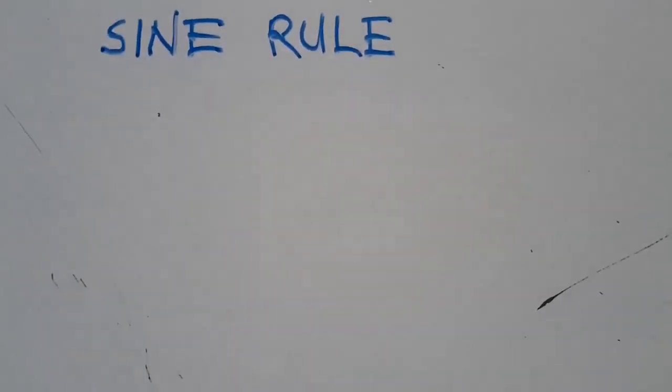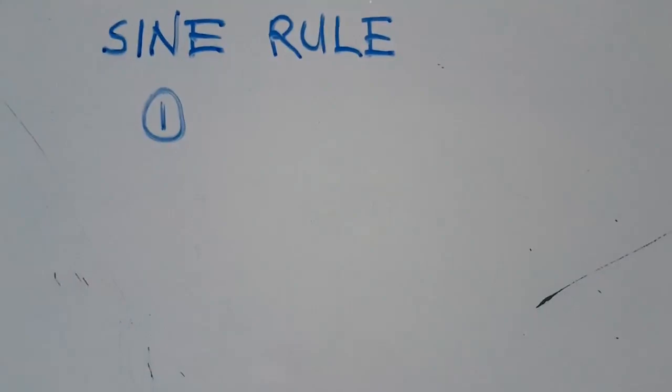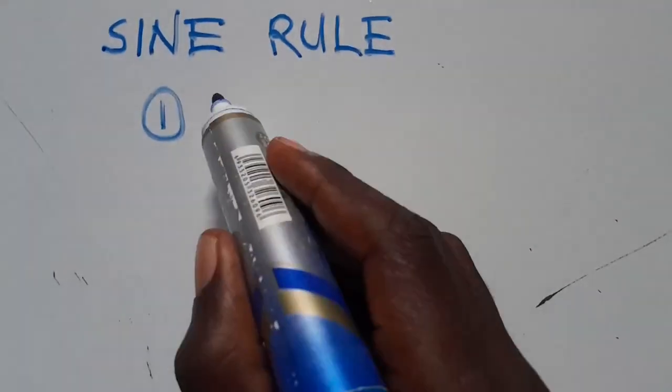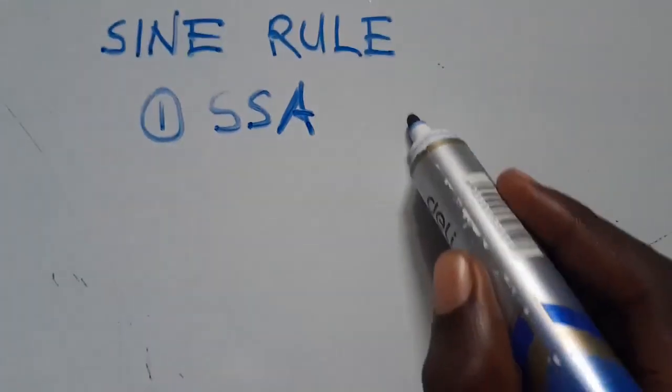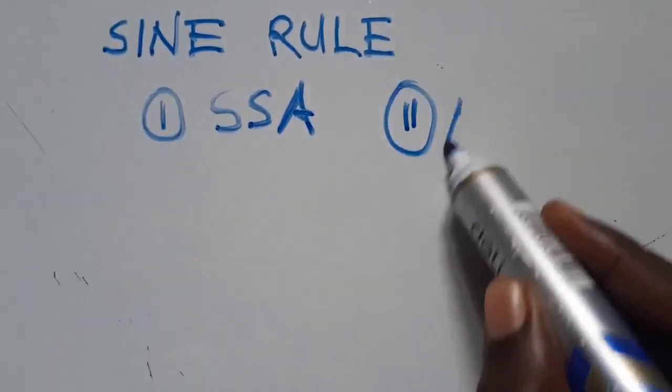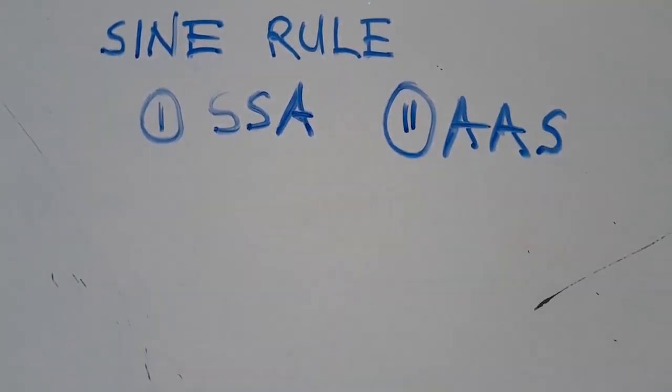So when do we apply the sine law? Or how can you know that in this question you are supposed to use the sine law? We apply the sine law when we are given these things. The first one is when you are having two sides and one angle. The second one is when you are having two angles and one side, like this.